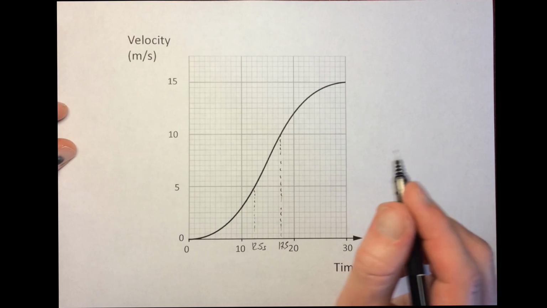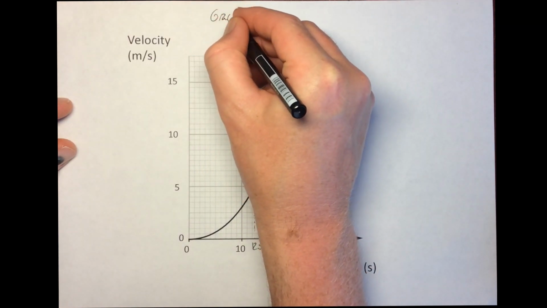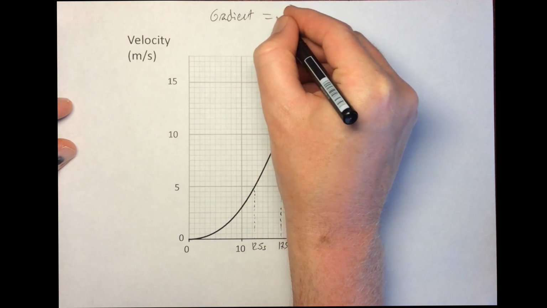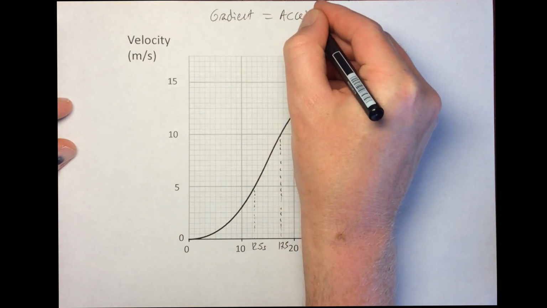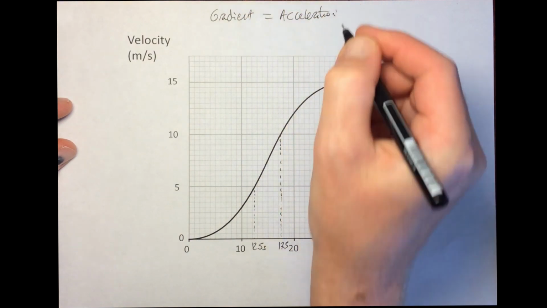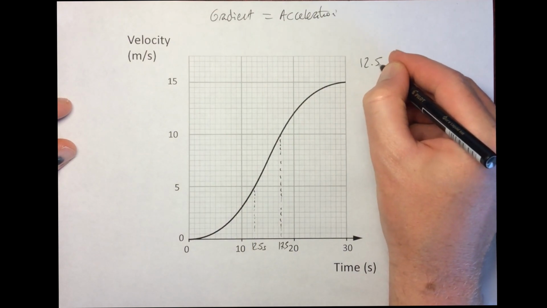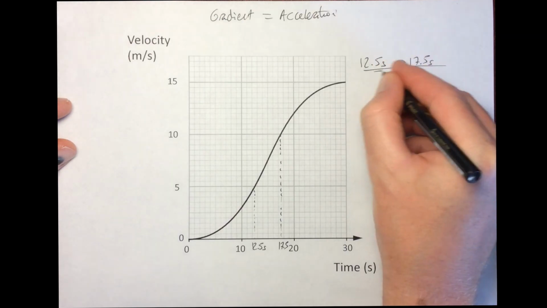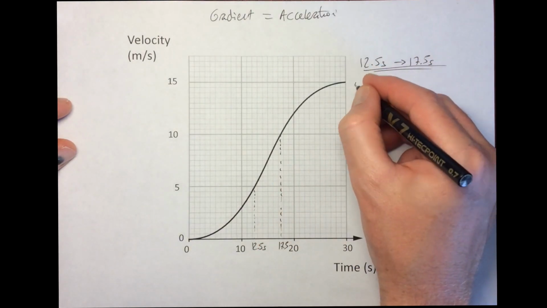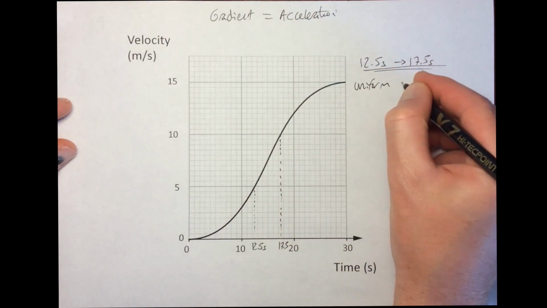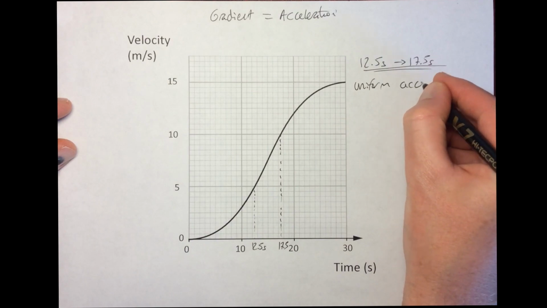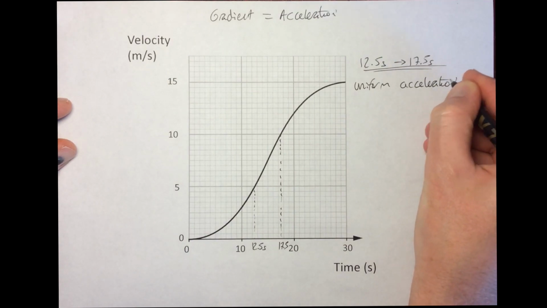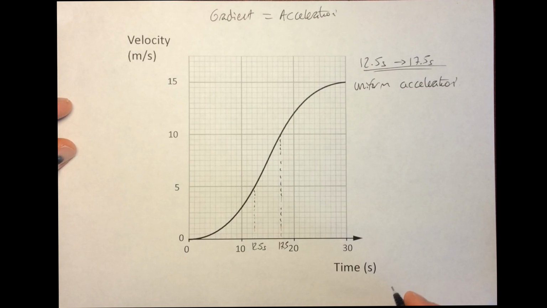So what does that mean? Well, remember we said that the gradient of a velocity time graph is equal to the acceleration. So between 12.5 seconds and 17.5 seconds, because this graph is a straight line, there is a uniform or constant rate of acceleration. So uniform or constant rate of acceleration. How do we know that?